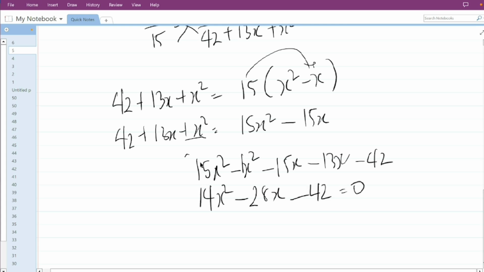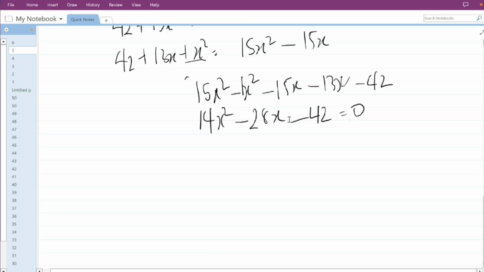Equals 0, because we still have our equals sign, and since there's nothing on this other side, we have 0 left. Now this has turned into our usual quadratic equation. Take this 14 and this minus 42, multiply them, and get the value for which we will find two numbers that multiply to give the negative answer, and adding them will give minus 28.